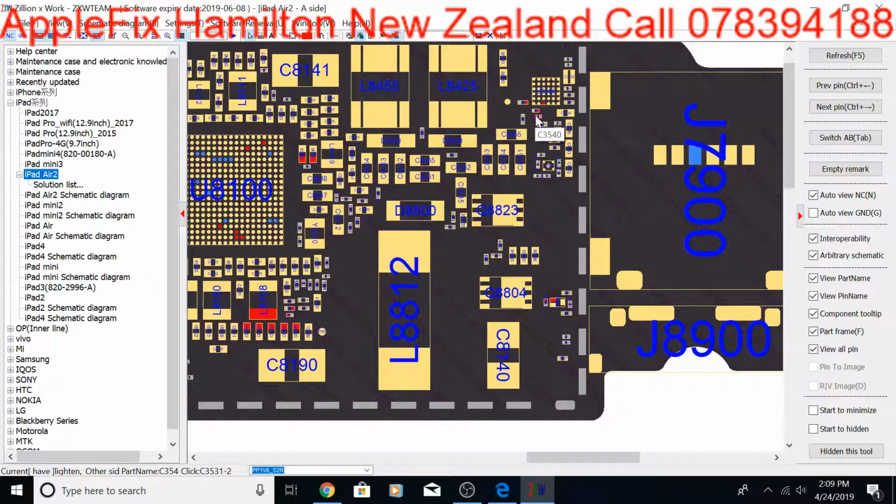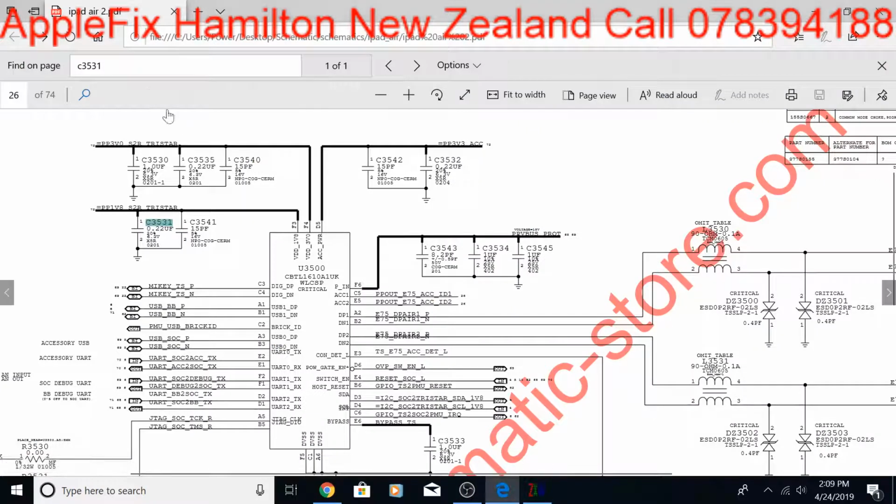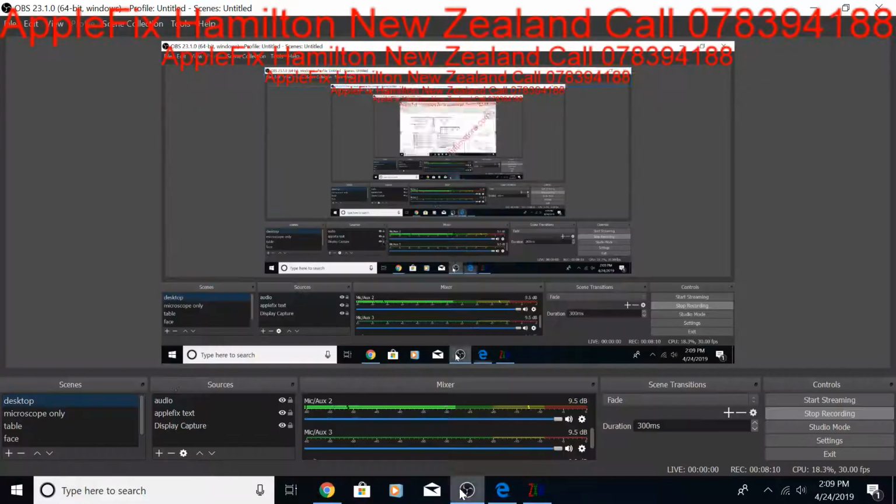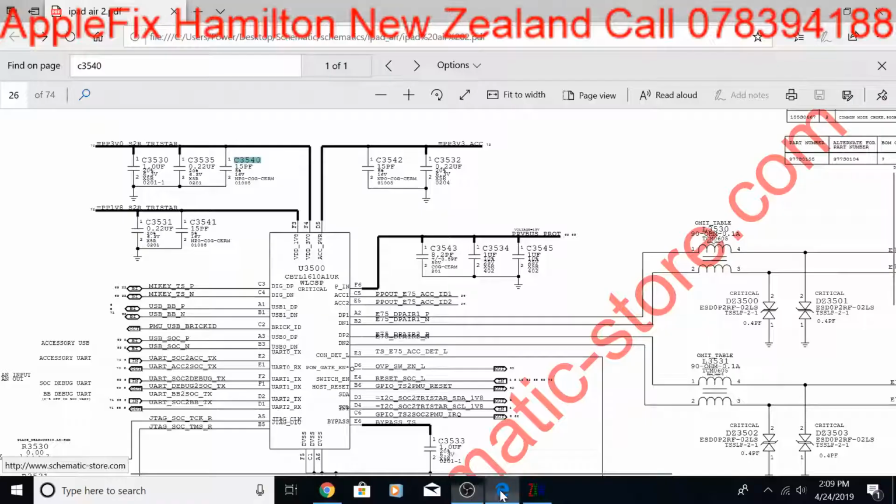Sometimes it doesn't click, so we will just check C3540. We have to check what power we should be getting here. So this is the same 3 volt because these three, C3535, C3530, they are on 3 volt, so we should get 3 here.